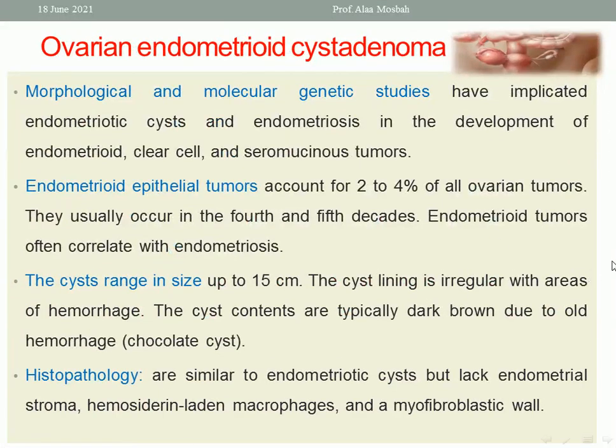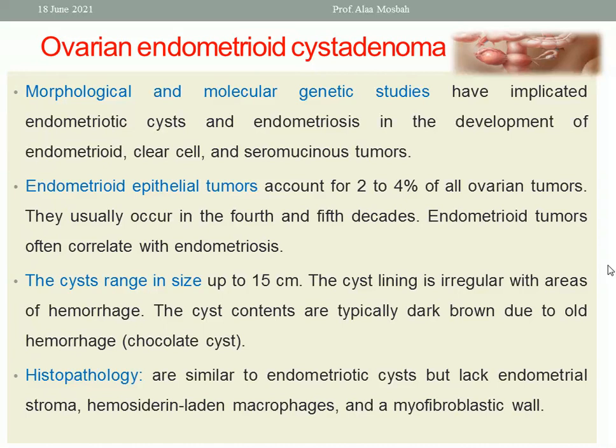What about the endometrioid cystadenoma? The morphological and molecular genetic study have implicated endometriotic cyst and endometriosis in the development of endometrioid, clear cell, and seromucinous tumor. So, all three types, endometrioid, clear cell, and seromucinous, are related to endometriosis origin. Endometrioid epithelial tumors account for 2 to 4% of all ovarian tumors.